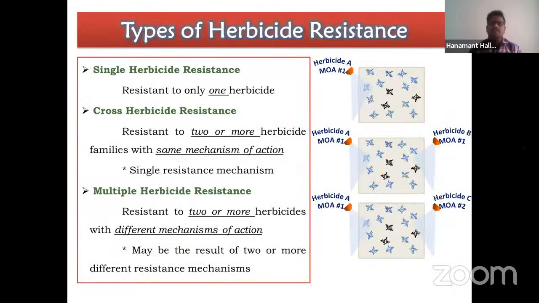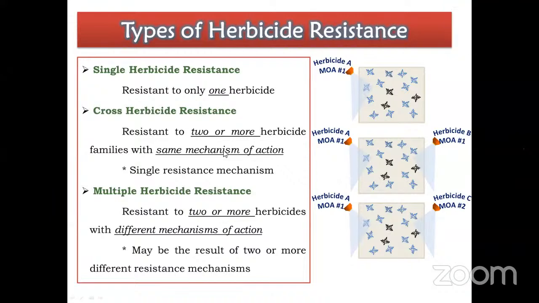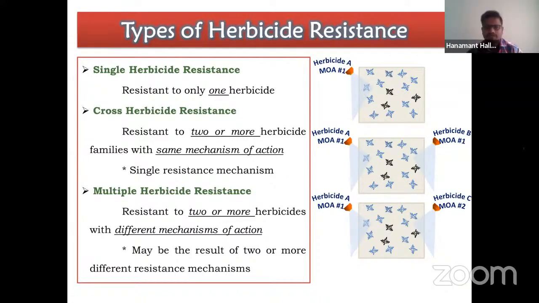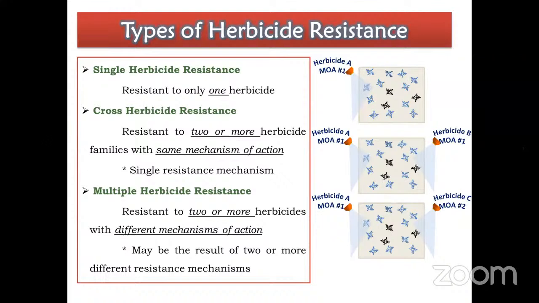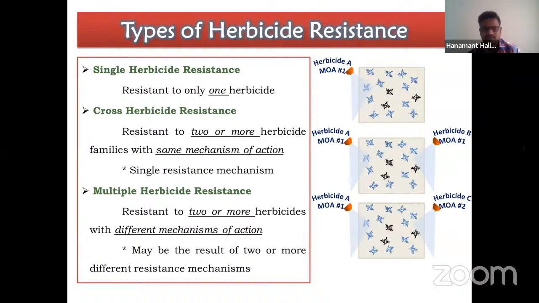So these are the types of herbicide resistance. There are a few types. Our first one is single herbicide resistance. Here a particular weed is resistant to only one herbicide, herbicide A. The next one is cross resistance. Here the weed is resistant to two or more herbicides of similar families with the same mode of action. So this is called cross resistance.